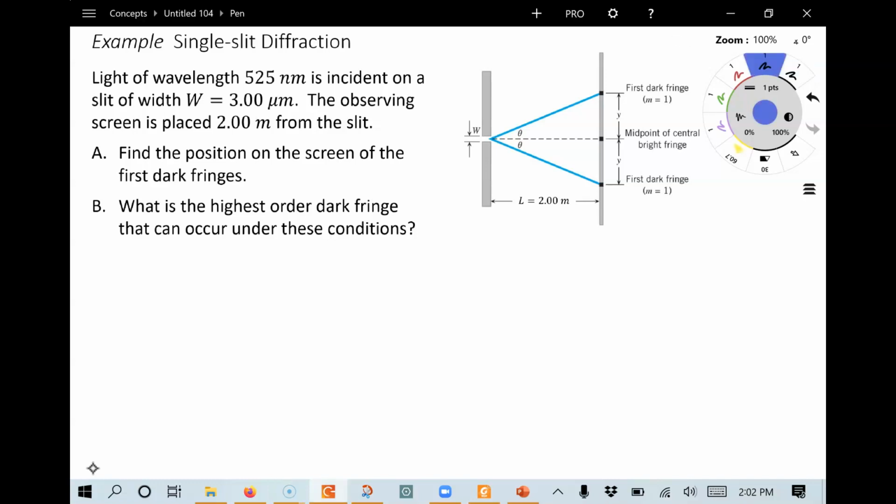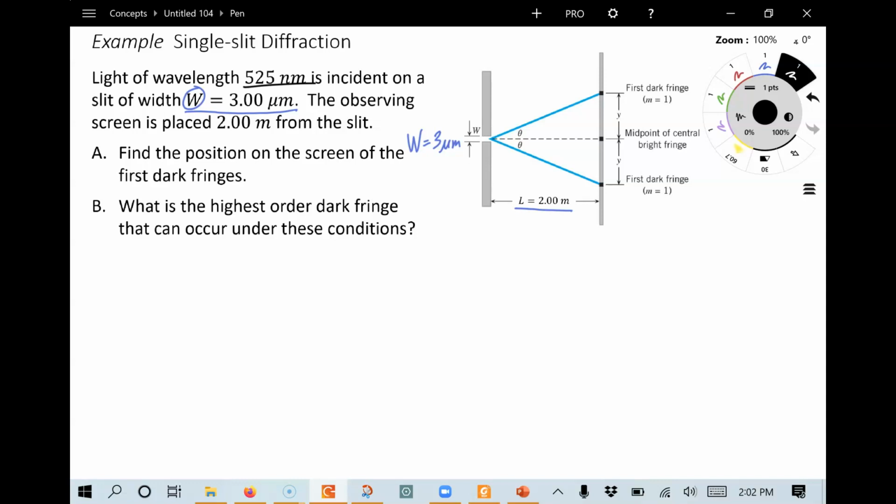So we know what the slit width is here. Notice that for a single slit diffraction we call the width W. So this is going to be our 3 micrometers right here. And we also have, just like we did for double slit diffraction, the distance between the slit and the screen, L, in this case 2 meters. We also know the wavelength of light in this case, 525 nanometers.